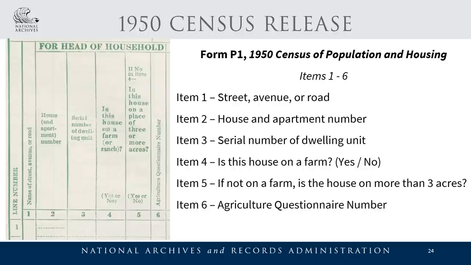Houses on more than 3 acres would also be required to fill out an agricultural questionnaire. Item 6 was for the agricultural questionnaire number. Agricultural questionnaires were not retained, do not exist, and will not be part of the census release. However, statistics compiled from the agricultural questionnaires were compiled and published by the Census Bureau and can be found on the Census Bureau website.